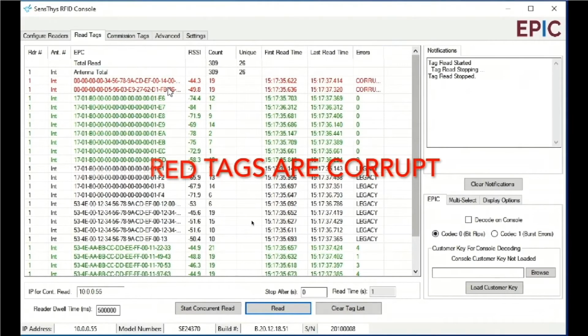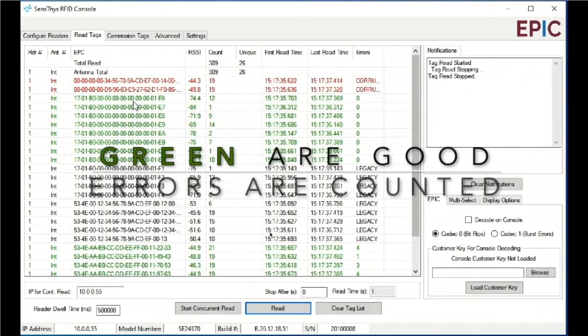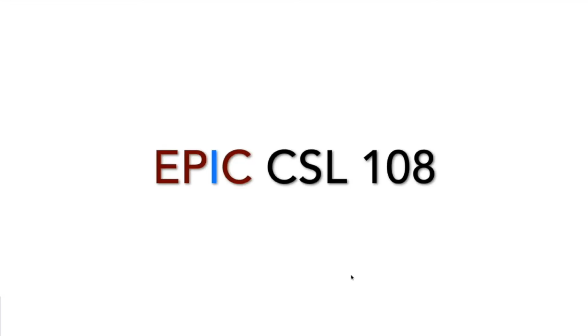You'll see 4, 1, 3, 4 errors, but they are being corrected in those tags in real time, completely autonomously by the Epic solution for you, and those errors have been corrected for you. We're having a little technical difficulties here, but now we also have this in a handheld.